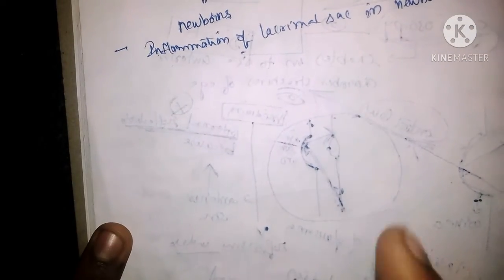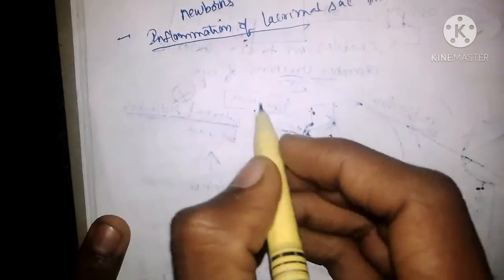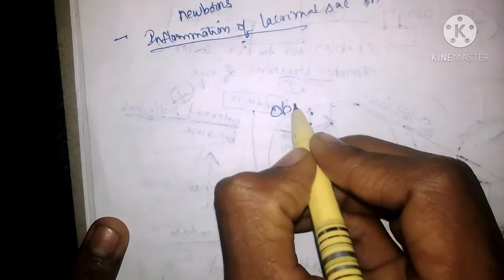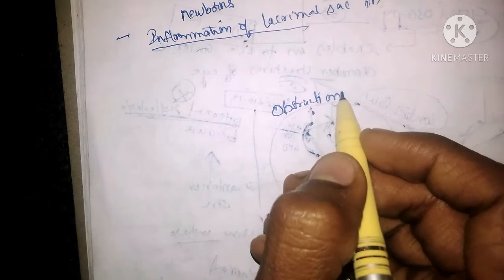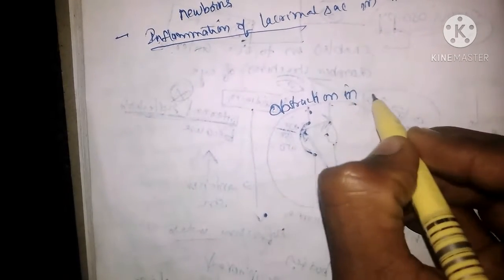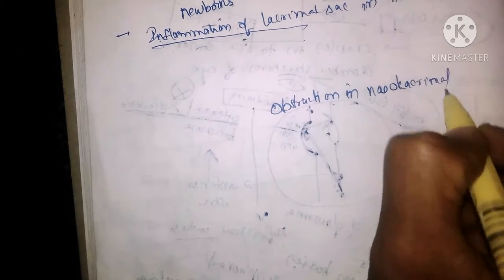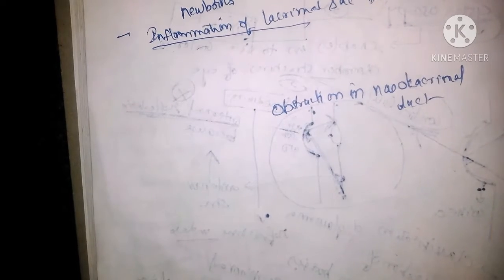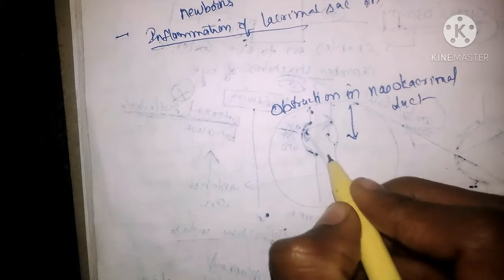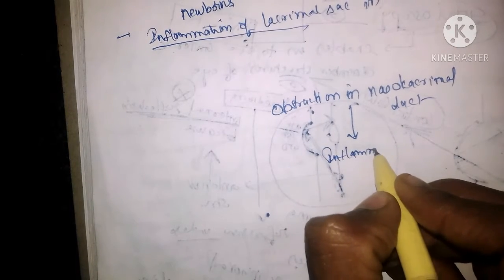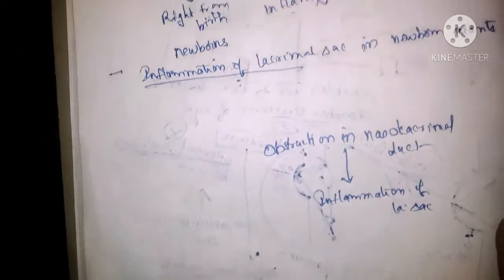So why is there inflammation of lacrimal sac? That we have to understand. This inflammation is due to obstruction in the nasolacrimal duct. Clear? There is obstruction in the nasolacrimal duct, and this is resulting in inflammation of lacrimal sac.